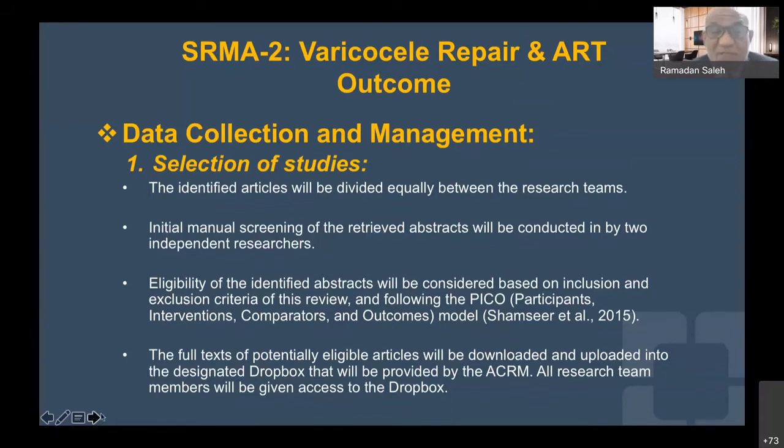The initial manual screening will be conducted in duplicate by 2 independent researchers. The eligibility will be dependent on the inclusion and exclusion criteria that we predetermine. And of course, we will follow the PICO model for our eligibility model.